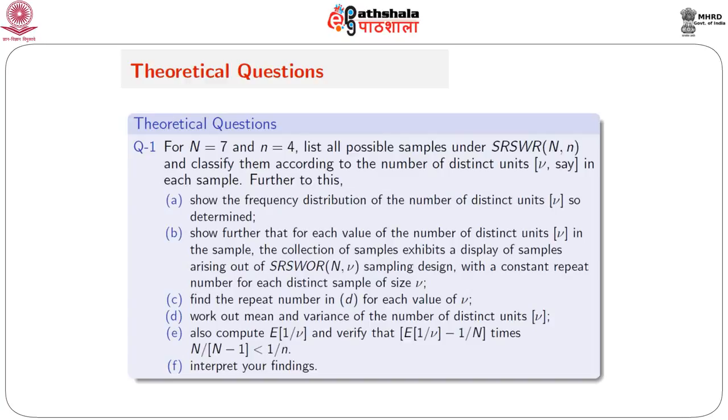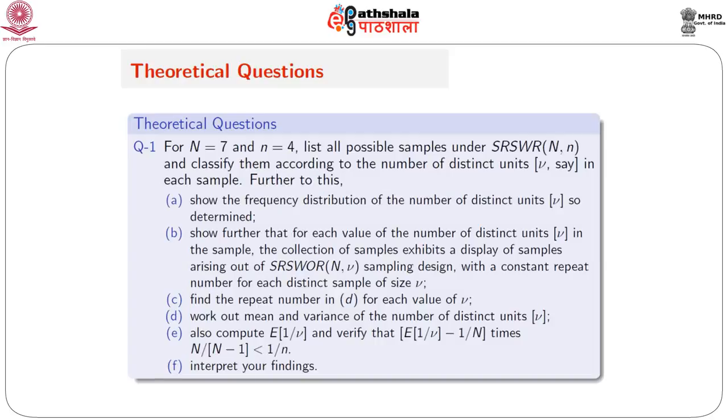If I say nu equal to 3, then I know the sample has to have 3 distinctive units and there is 1 repeat number. It could be 1, 2, 3, 1, 1, 2, 3, 2, 1, 2, 3, 3, and so on. So that is how you are supposed to classify all the samples based on the number of distinctive units. And you have to show the frequency distribution of the number of distinctive units so determined. You have to write nu equal to 1, how many samples, 2, how many samples, 3 and 4. And those samples altogether will give a total of 7 to the power 4.